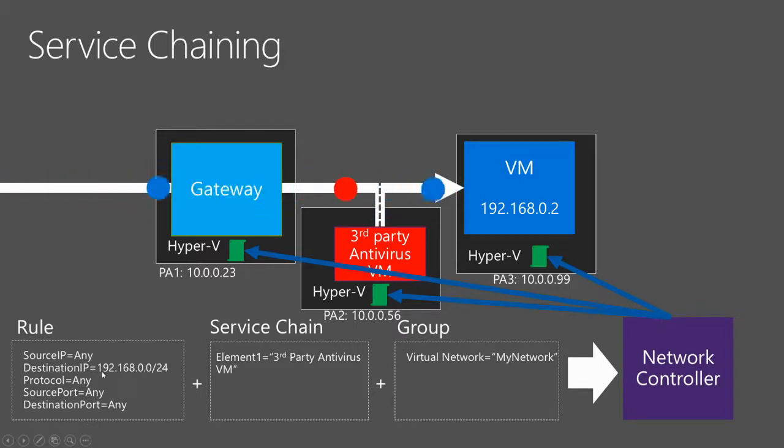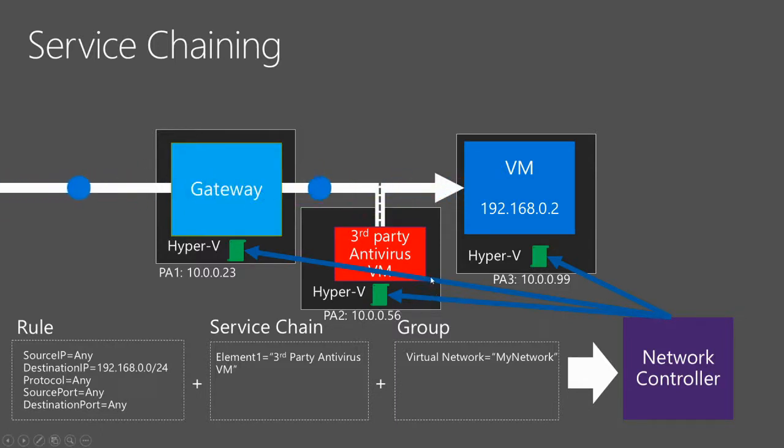So in this case, I'm saying if my destination is anywhere in this subnet, then send it to this service chain. In this case, the service chain contains a third-party antivirus VM. So we basically tell it to redirect all traffic that's going to this subnet to this appliance. And then, of course, you say which of the virtual networks you want to apply it to, because potentially this rule and service chain could apply to many different virtual networks. Push that into the controller. The controller will then figure out where all the machines are that this rule could apply to on this virtual network, and it pushes that policy out to those Hyper-V hosts.